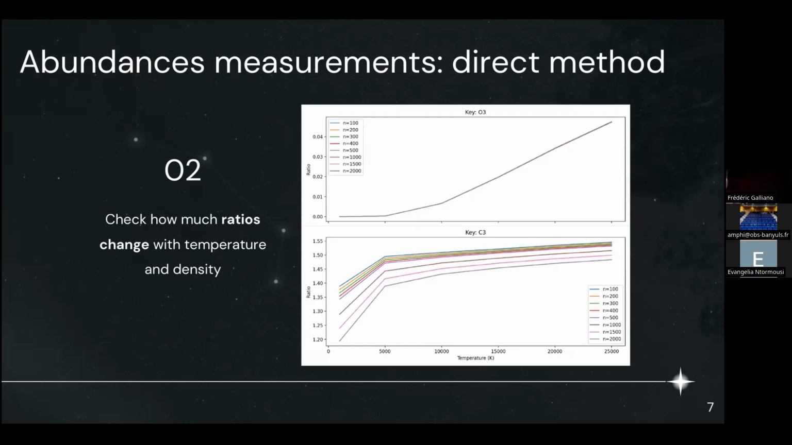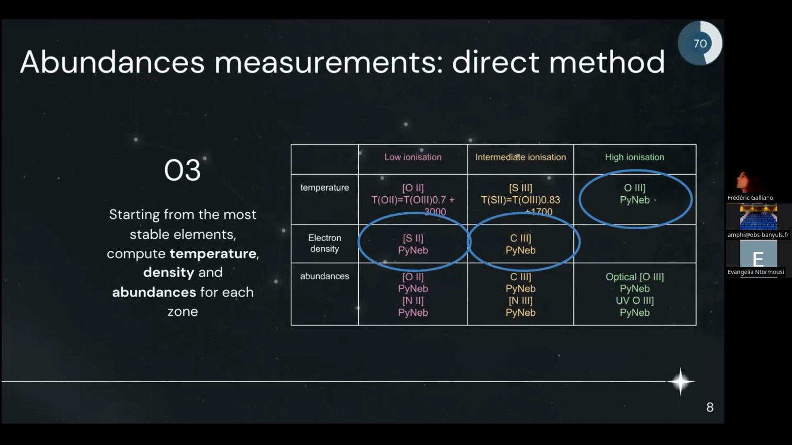To do that, we first used PyNeb to check how much our elements ratio changed with temperature and density. As you can see from our plot, we have elements like O3 that are very sensitive to temperature, but very stable in density. On the other hand, there are other elements such as C3 that are very stable in temperature, but very sensitive to density. And of course, we also have elements that are sensitive both to temperature and density. So we use the most stable elements to compute temperature and density in each zone.